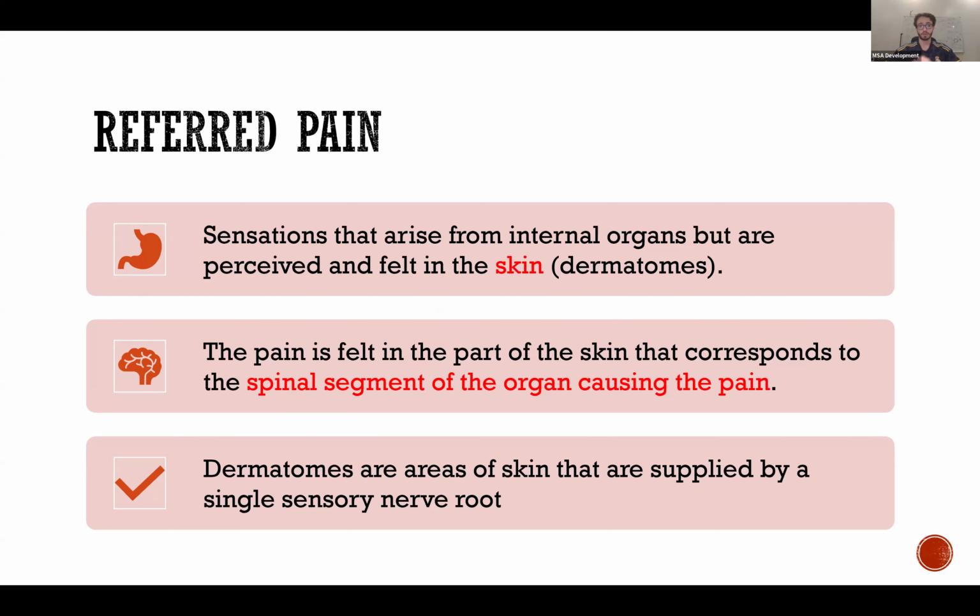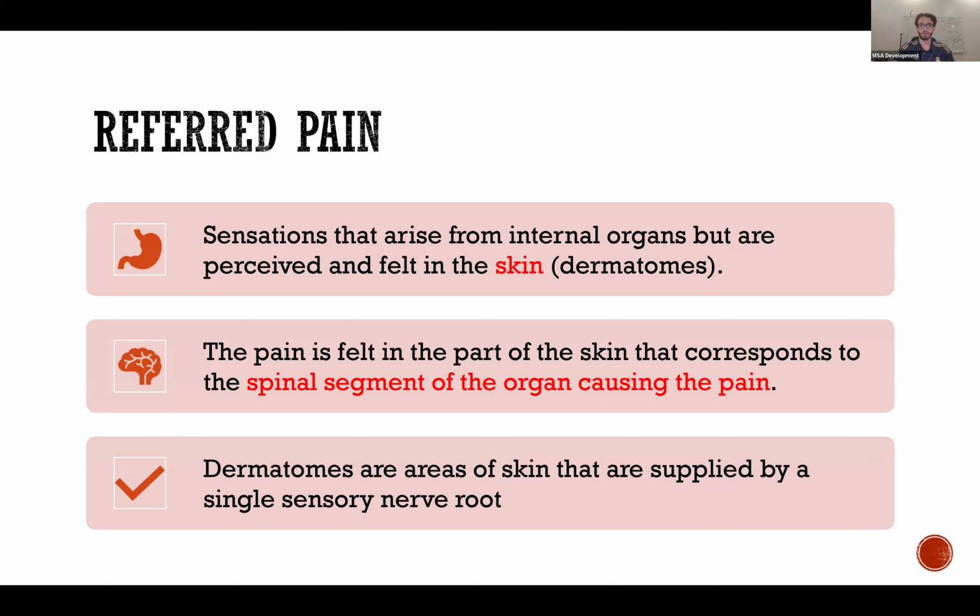Right, now let's move on to the concept of referred pain. What is referred pain? They are sensations that arise from the internal organs, for example, the liver, the stomach, the bladder. But where are they perceived? On the skin. Let me give you an example to further clarify this concept. Have you ever seen someone say, my liver hurts? Or, for example, my gallbladder specifically hurts? No, you can never be sure. All they're going to complain of is abdominal pain, for example.